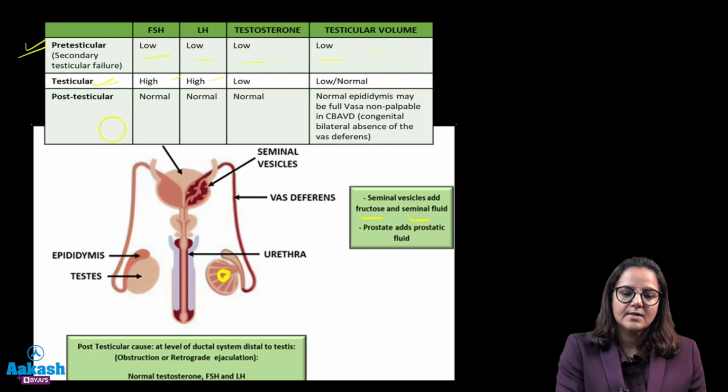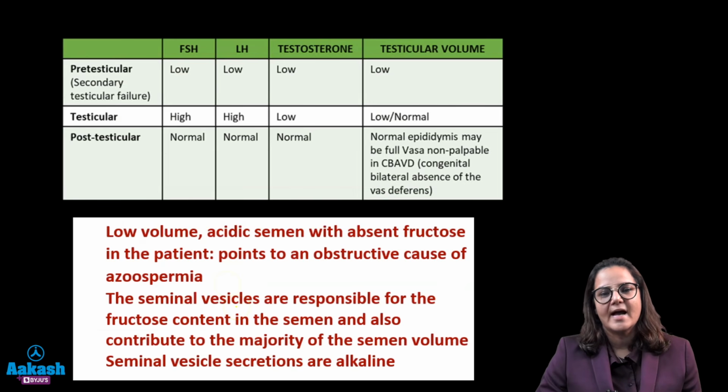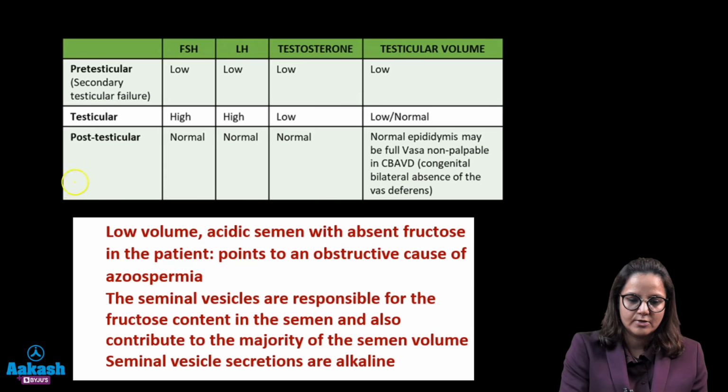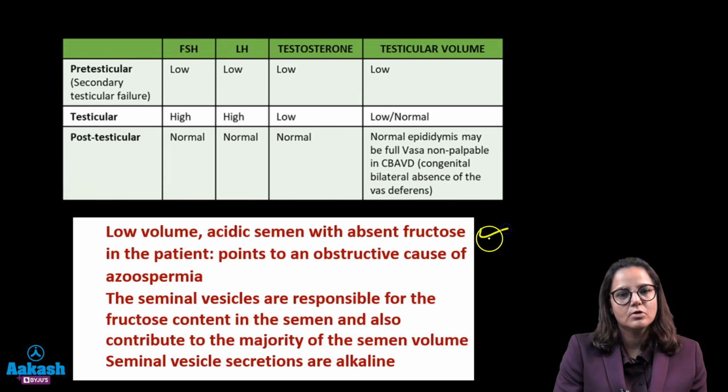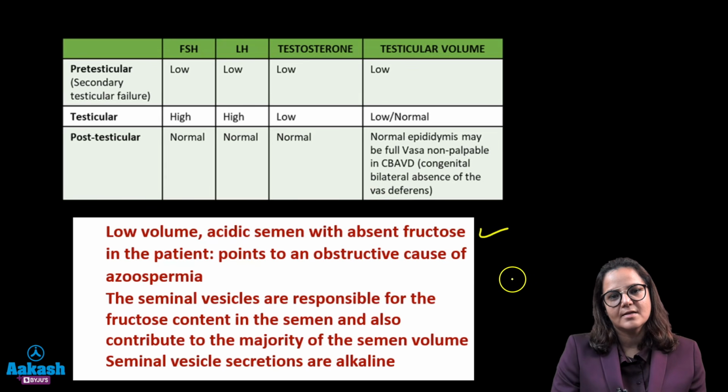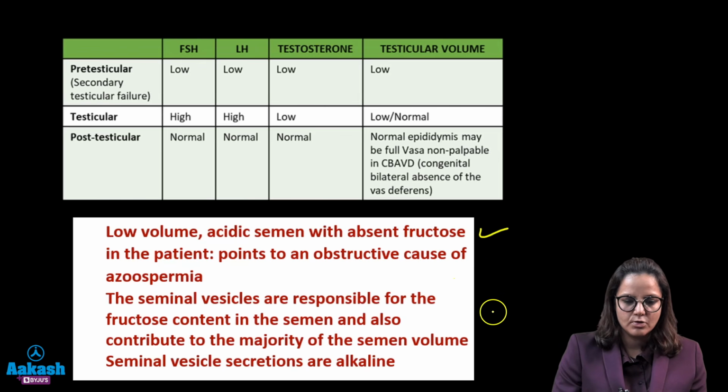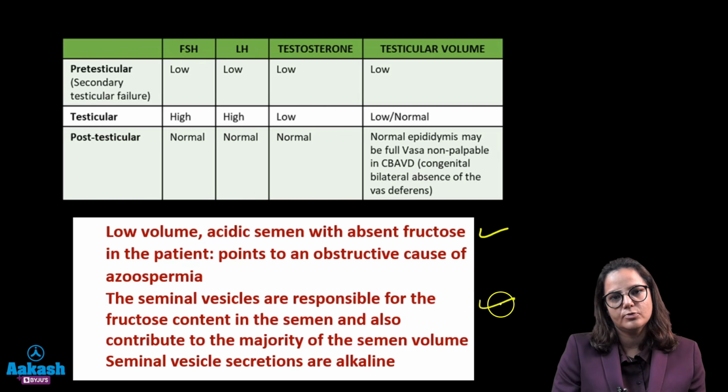But if the testis is also fine, your hypothalamus is also fine, and there is some post-testicular problem, which means that there is some obstructive problem, your LH, FSH will be normal, your testosterone levels are going to be normal, but still there will be some problem with the testicular volume because there is an obstruction at this level. So low volume acidic semen and absent fructose points to obstructive cause of azoospermia. The seminal vesicles are responsible for the production of fructose content and they also contribute to the semen volume.